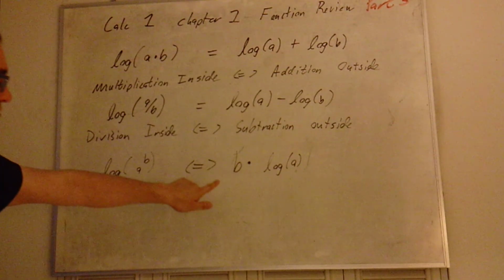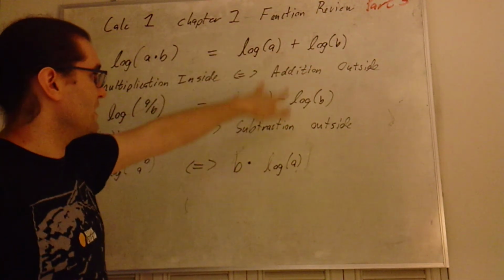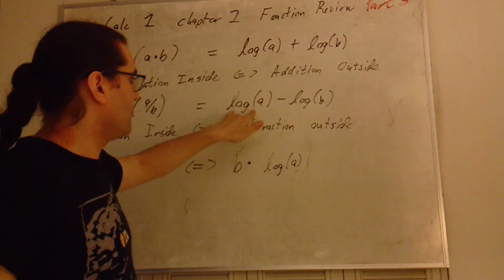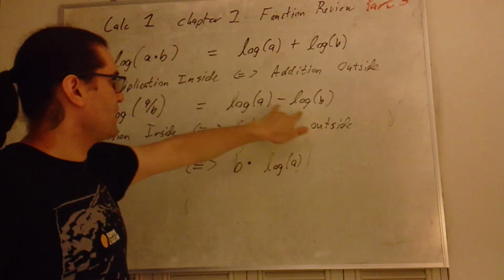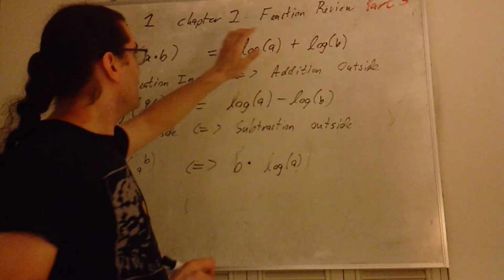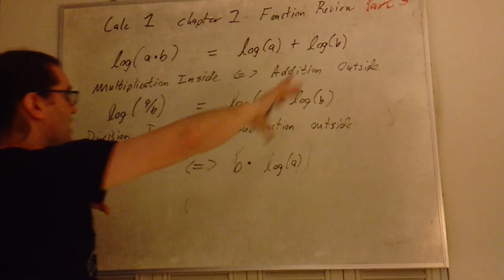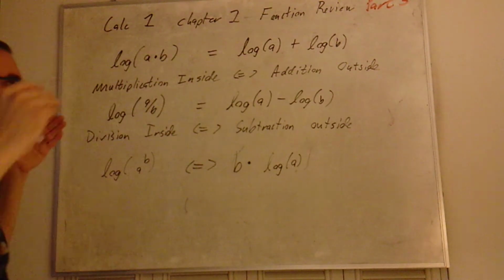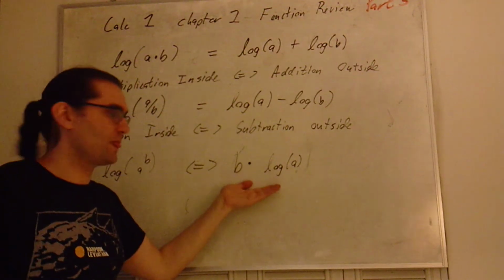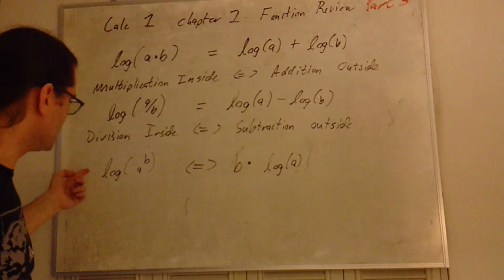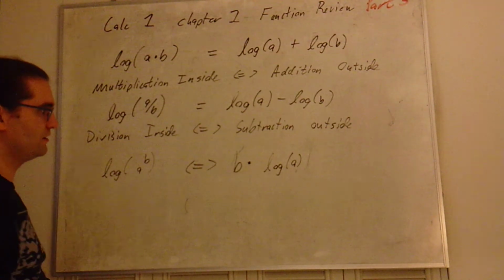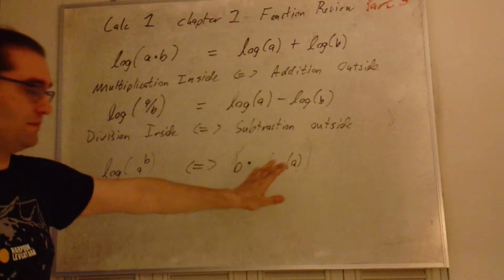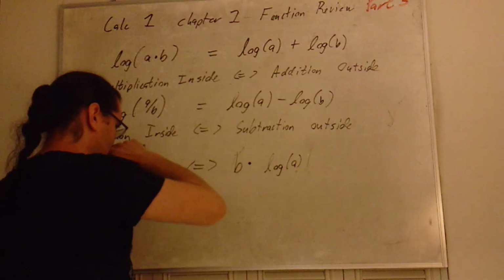And this one deserves a note of special consideration because it's different from these guys. In these two, both of these pieces have logs. This is log a minus log b. This is log a plus log b. When we split it up into two pieces, for these first two properties, both of the pieces get logs. We're not doing that here. When you pull an exponent down outside, it doesn't get a log. This isn't log of b times the log of a. It's just regular old-fashioned b times the log of a. There's no second log in this property.